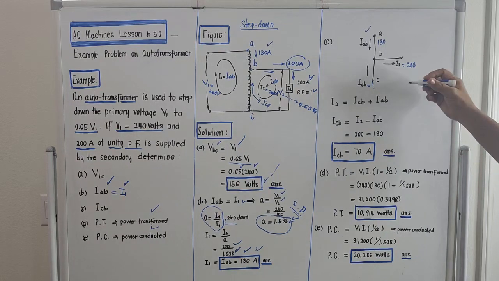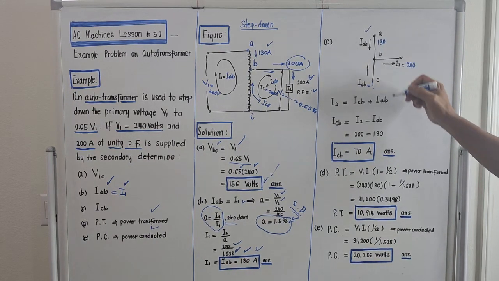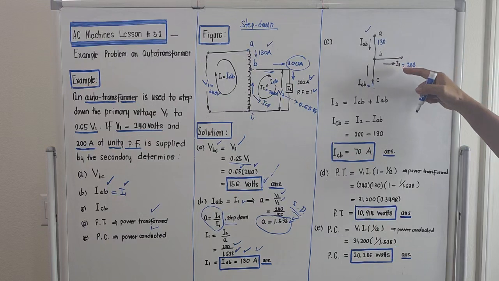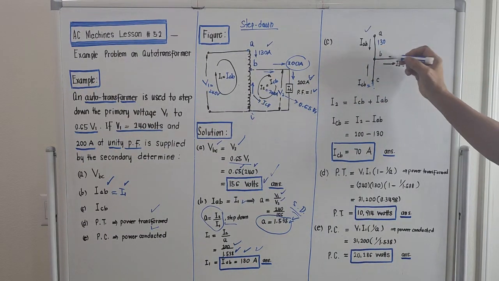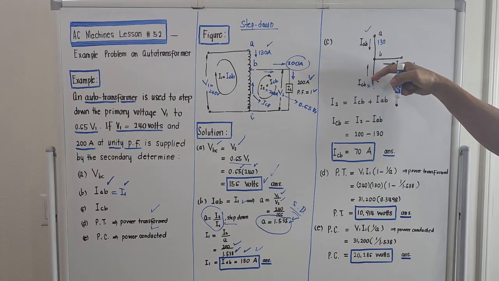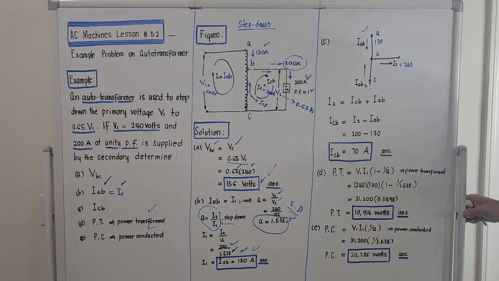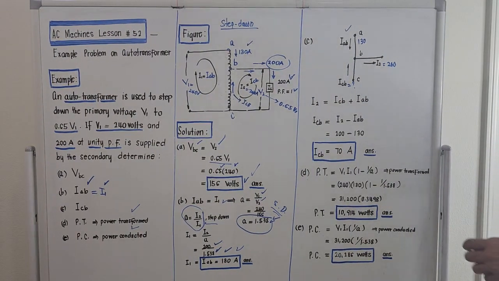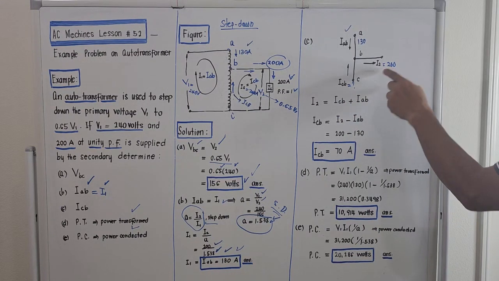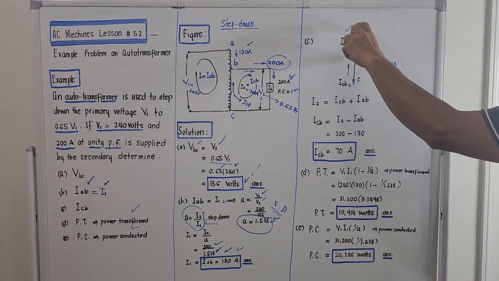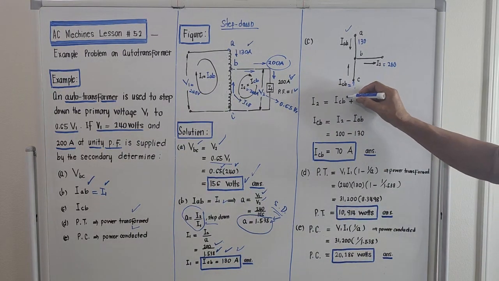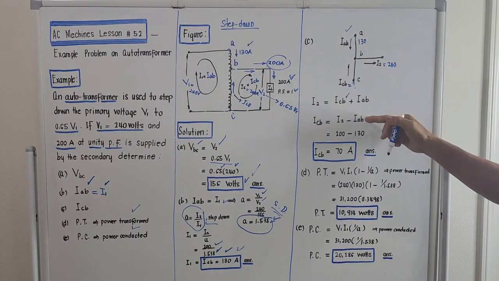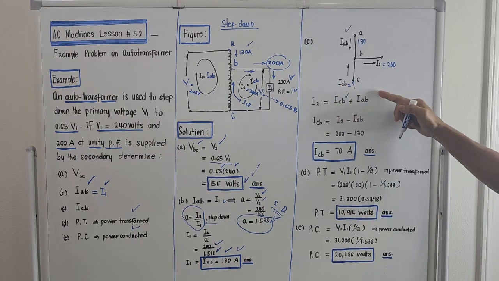So it's just a summation of current considering this junction here. The current going out is 200 amperes, and this should be equal to the current going in. The current going in is this one here plus this. The current going out is this. So if we try to formulate our equation, I sub 2 should be equal to I sub CB plus I sub AB. Okay, and if we try to compute for I sub CB, algebra, right? I sub CB will be I sub 2 minus I sub AB.